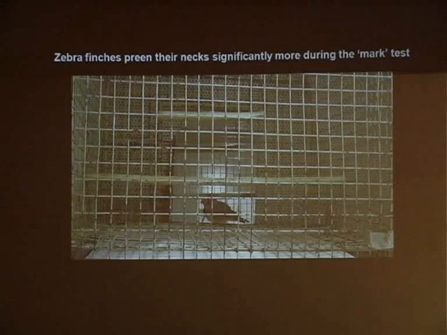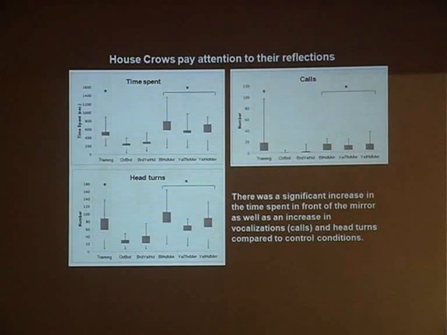Again, I think I should probably skip the video because it might get stuck. But besides, when we started working on the house crows, we did similar kinds of experiments on them. They did spend a lot of time looking at their reflections, both during training trials and during the mirror trials, but not during the board trials. They made more vocalizations whenever they saw themselves in the mirror, and they made a lot of head turns, so they looked at the mirror and paid more attention to it.